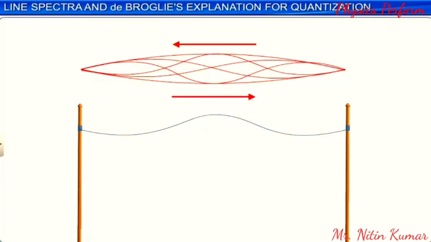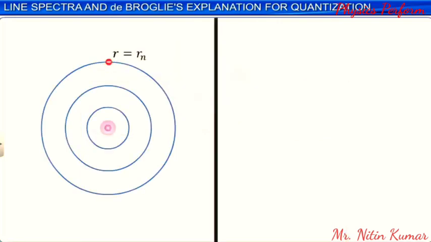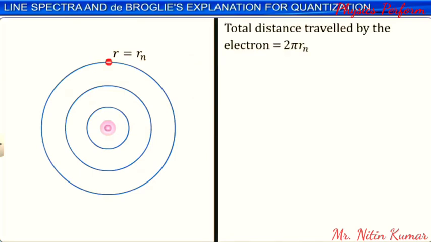Now, let us apply this concept to an electron in the nth circular orbit of radius r_n. The total distance travelled by the electron is 2πr_n. Hence, 2πr_n is equal to nλ, where n is equal to 1, 2, 3, and so on. Let this be equation 7.